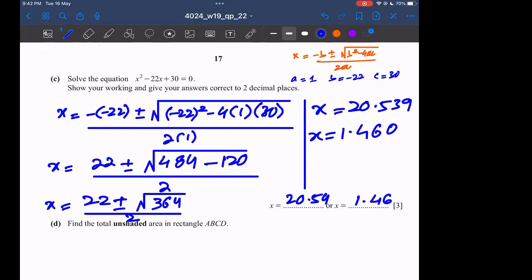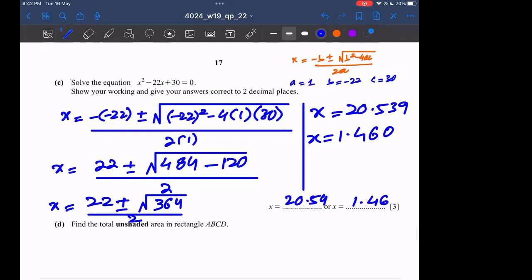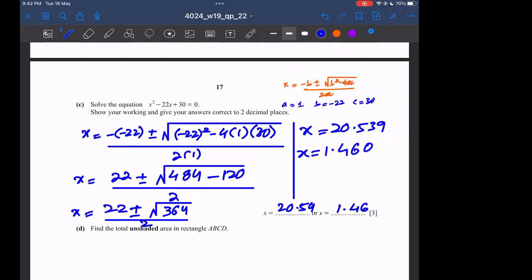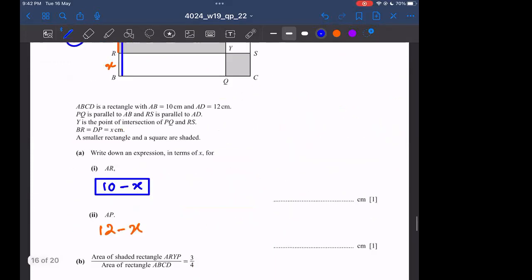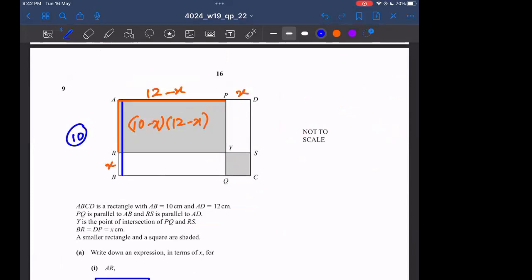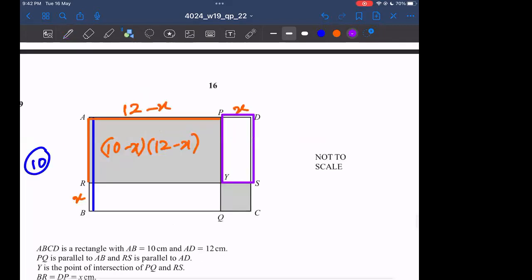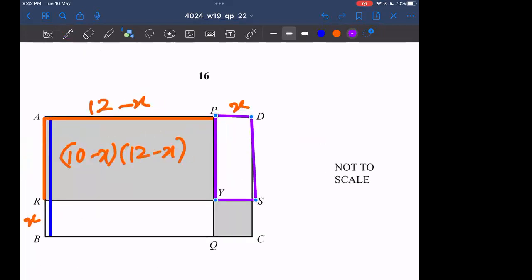It says find the total unshaded area of the rectangle ABCD. Unshaded area of the rectangle. So if we can find out the length and breadth of the unshaded rectangle, this one is an unshaded rectangle. What is the length? X. So let's just find the area here. Length is X and this breadth, we already calculated, is 10 minus X.